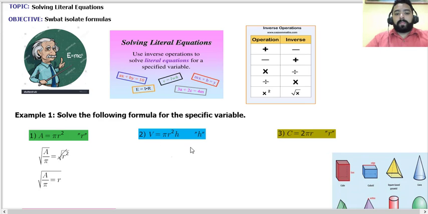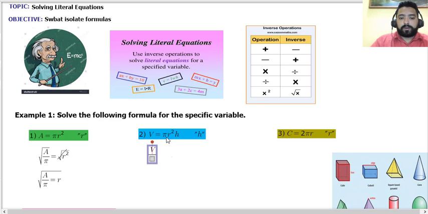Now in this one we need to isolate for h. So basically we need to follow the same procedure, but first you need to identify that pi and r to the second are multiplying with h. If these two are multiplying, we need to pass them to divide to the other side. So we are going to write the volume over these two factors, the number pi and the variable r, or let's say the radius, to the second power, and this equals h. As you can see, h is already isolated because it is alone.